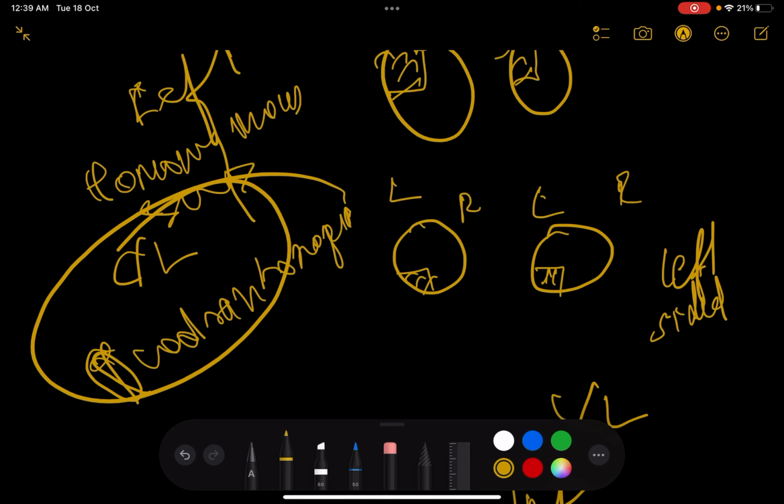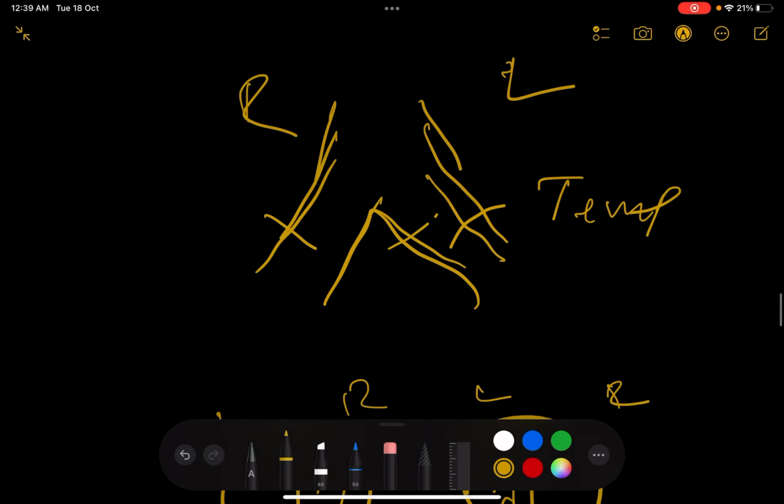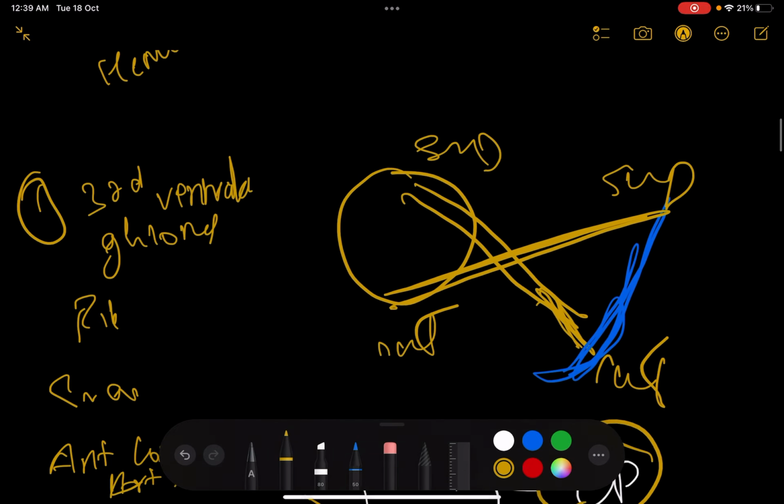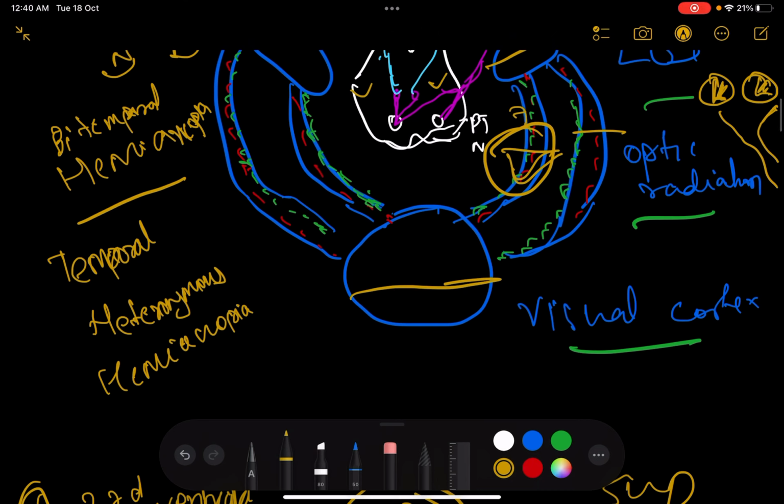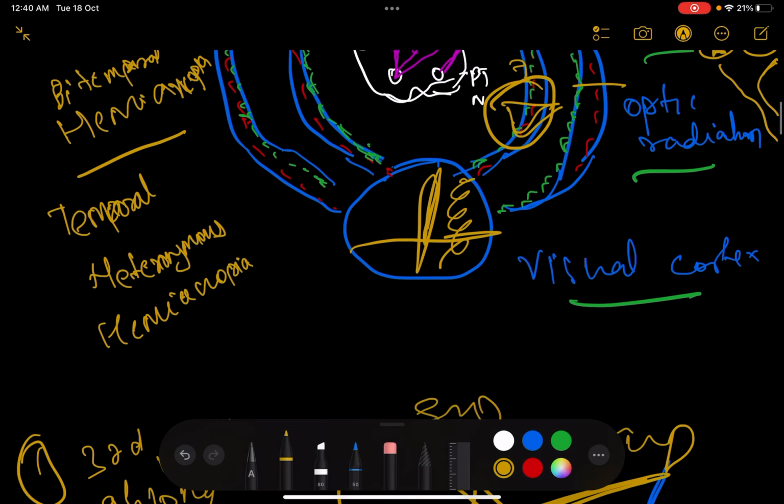And now let's look at the lesion that involves the visual cortex directly. Now we've got the visual cortex. If there is a lesion in the visual cortex, what fibers are destroyed? That's the question. The fibers depend upon how the visual cortex is affected and which side. So if this side, the left, is affected, that means the left temporal and the right nasal fibers are destroyed.